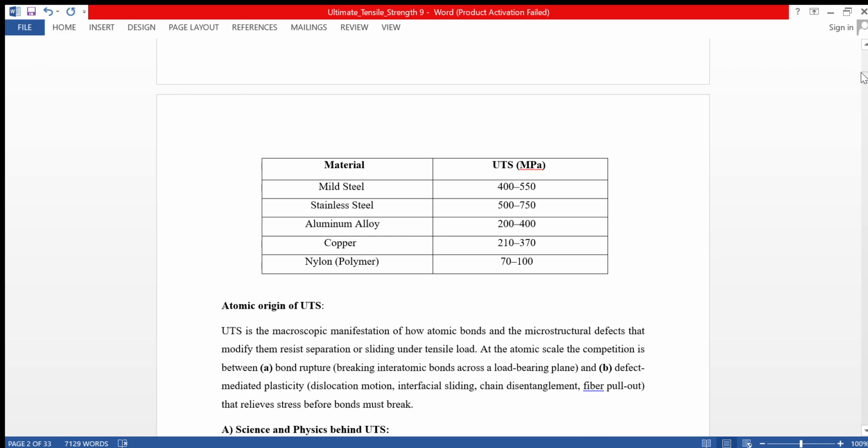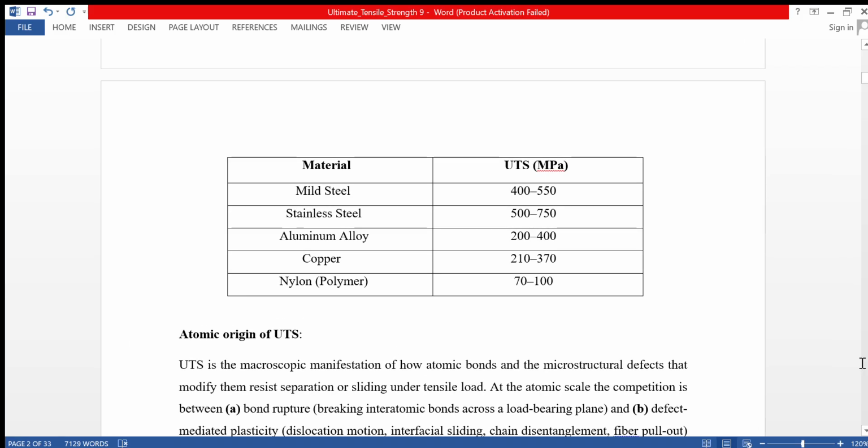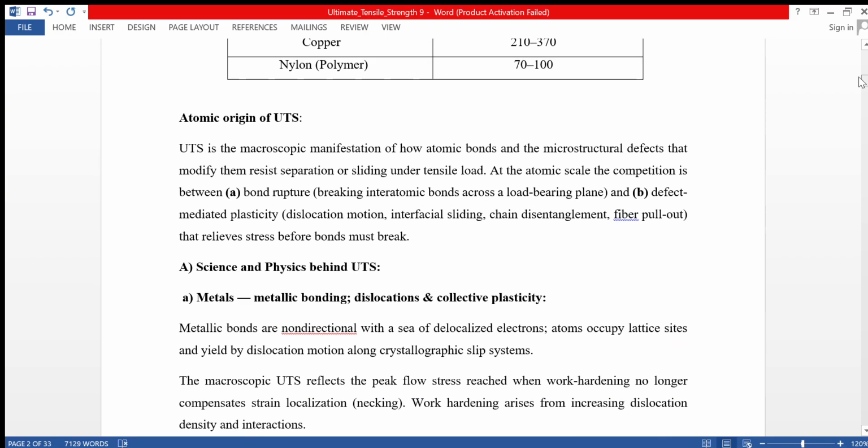Atomic origin of UTS. UTS is the macroscopic manifestation of how atomic bonds and the microstructural defects that modify them resist separation and sliding under tensile load. At the atomic scale, the competition is between bond rupture and defect mediated plasticity that relieves stress before bonds must break. Science and physics behind UTS: metals, metallic bonding, dislocations and collective plasticity.